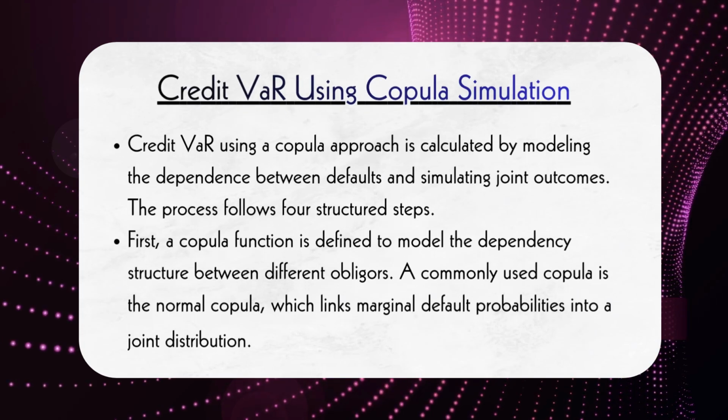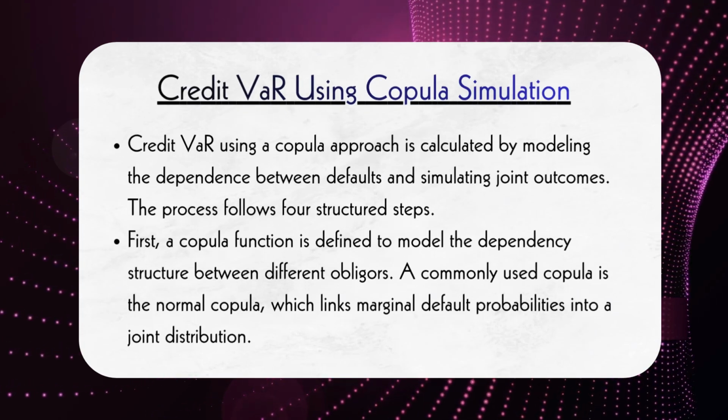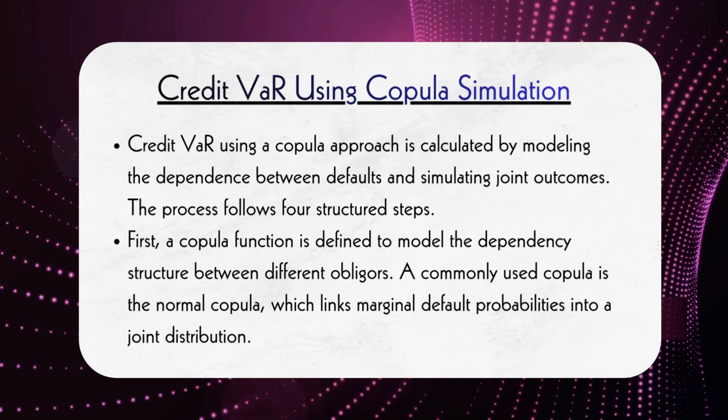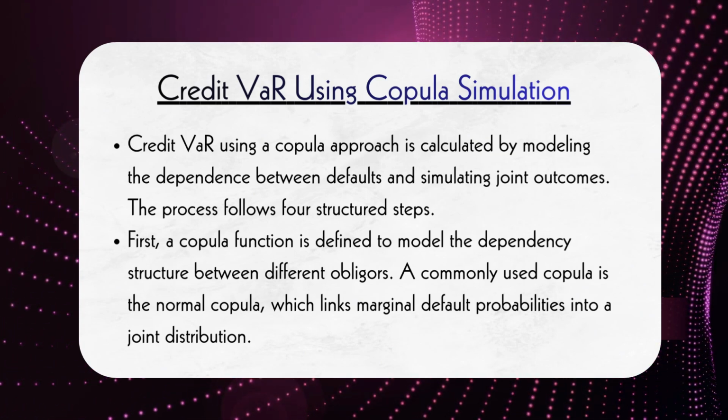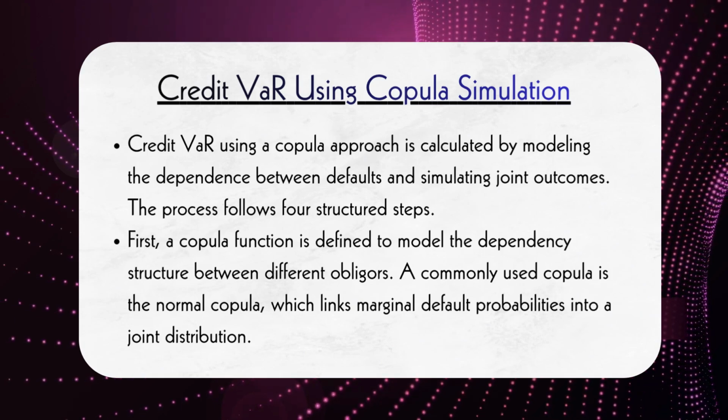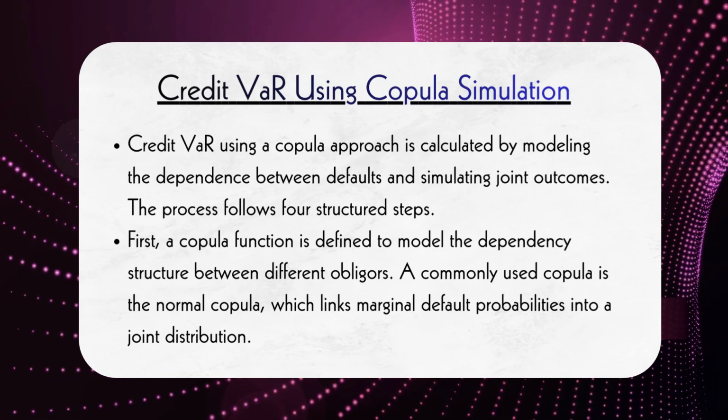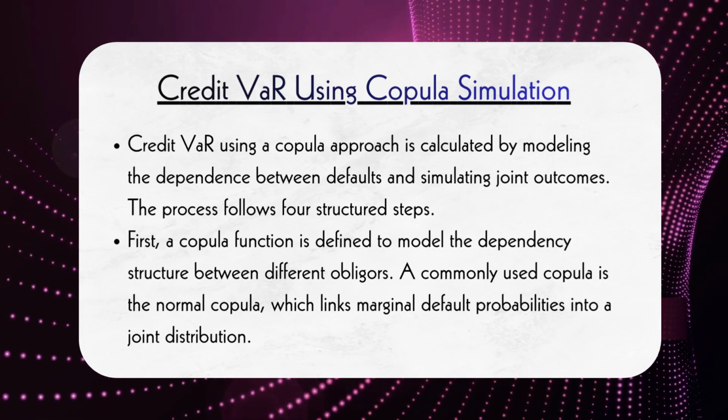In this topic, we understand how credit value at risk, or credit VaR, is calculated using simulation with a Copula approach. The idea is to model how different borrowers might default together, rather than independently. This is important because defaults are often correlated in real markets.